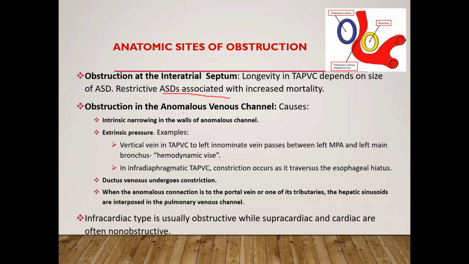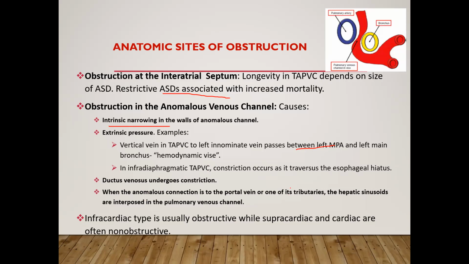If you see obstruction either at the ASD or at the anomalous venous channel, there could be intrinsic narrowing of the walls of the anomalous channel, or extrinsic components could be there. If you see a vertical vein in TAPVC to the left innominate vein passing between the MPA and the bronchus, there could be extrinsic compression by both of them. In infradiaphragmatic PVC, constriction occurs as it traverses the esophageal hiatus, and the ductus venosus can undergo constriction.